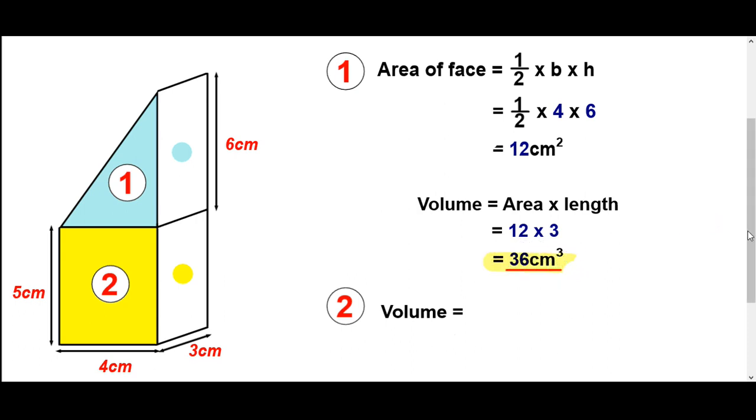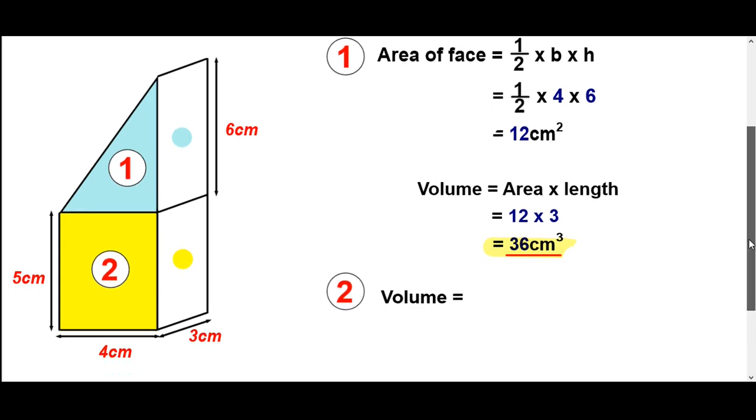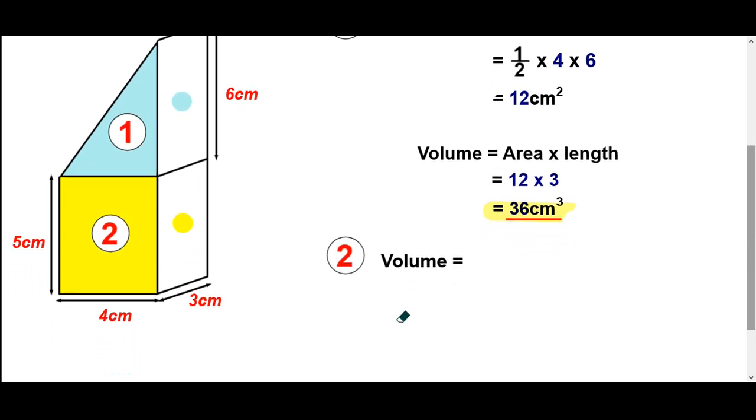Now we're not finished at that point. What we have to do is we have to work out the volume of the yellow part, which is a cuboid. So the volume of a cuboid is length times breadth times height. If we look at the yellow bit, we'll get 4 as the length, 3 is the breadth, and 5 is the height. So we're doing 5 times 4 times 3. It doesn't really matter what order you do it in. 5 4s are 20. 20 times 3 is 60 centimeters cubed.